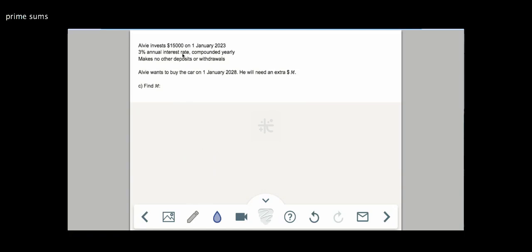To find out how much money he'll have in his account in 2028, we can use the future value formula. So future value equals present value times 1 plus R over 100K to the power of K times N. In this formula, FV is the future value, which is what we're trying to find. PV is the present value, which is how much he invests in the beginning, so 15,000. R is the annual interest rate as a percent, so he's earning 3% interest, so R is equal to 3.